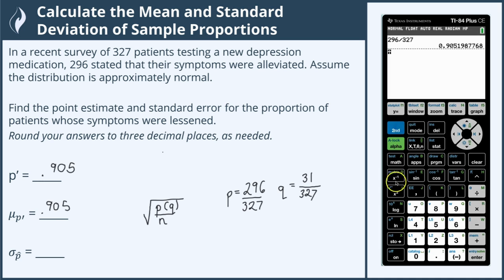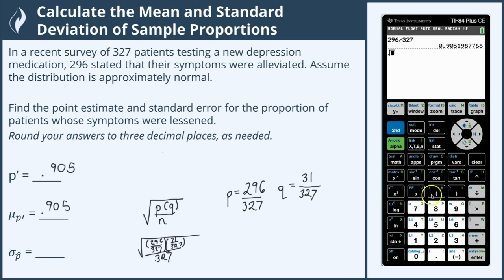This leaves me with the formula for standard deviation of 296 over 327 times 31 over 327, all divided by our total sample size of 327. Please note these are all underneath the root. Now we're going to turn to our TI-84 Plus for a little bit of help.